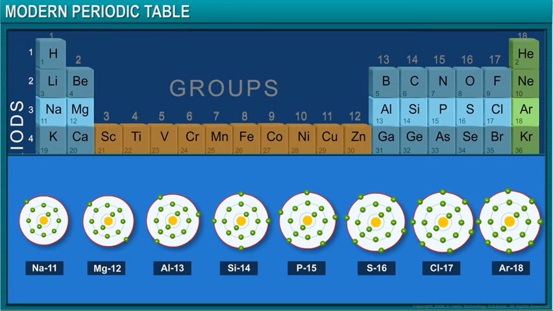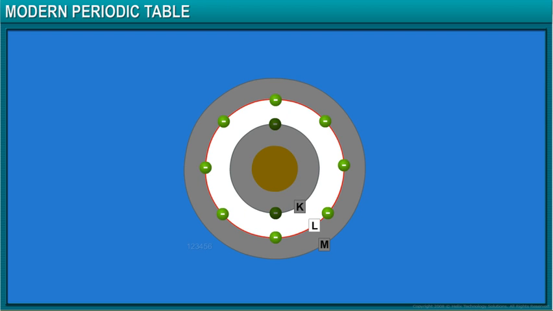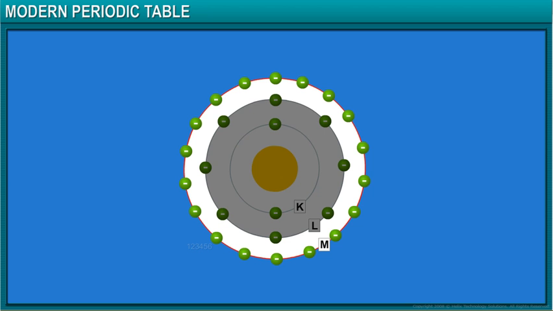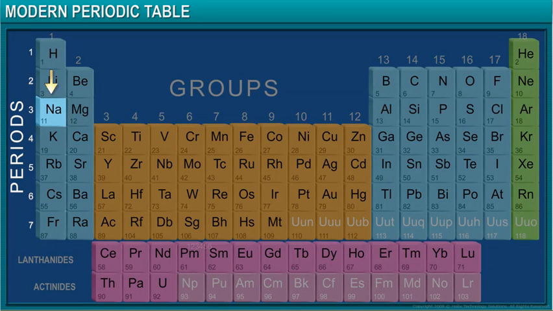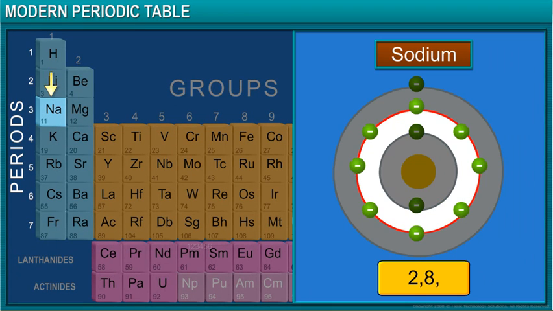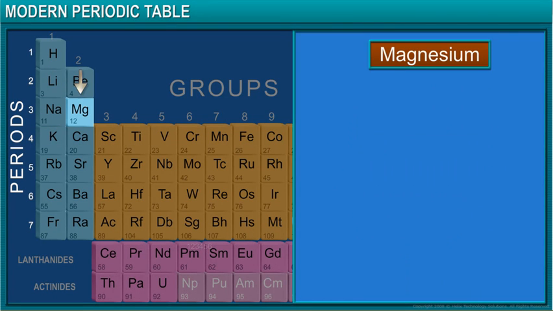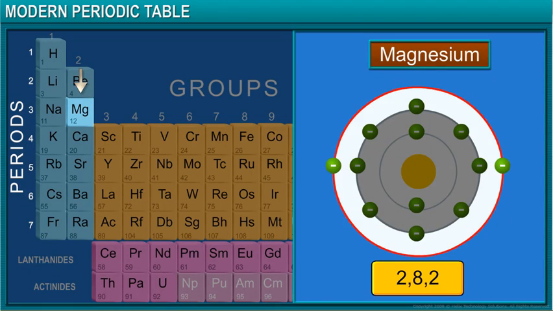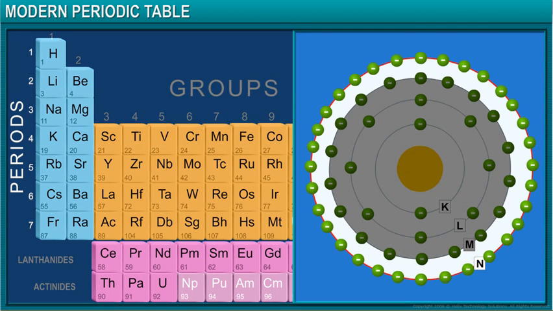belong to the third period of the modern periodic table, since the electrons in these atoms of elements are filled in the K, L, M shells. The electronic configuration of sodium is 2, 8, 1 and magnesium is 2, 8, 2. In each period, a new electronic shell gets filled.